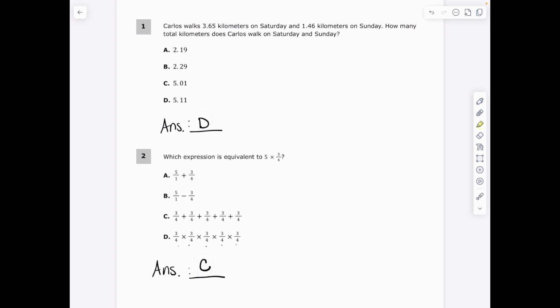All right, so for number 1, Carlos walks 3 6/65 kilometers on Saturday and 1 46 kilometers Sunday. What is the total number of kilometers he walks? So obviously we know we're adding, right? So if I was using some type of bar model, I know I'm adding 3 6/65 and 1 4600, and I'm finding out this whole piece. So how I'm going to add this together, I like to stack.